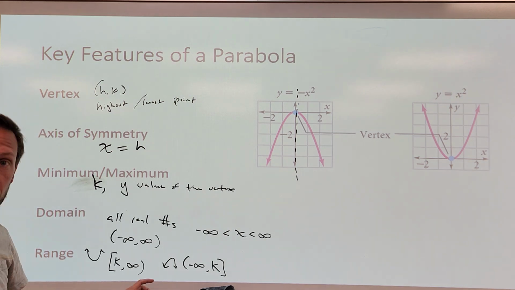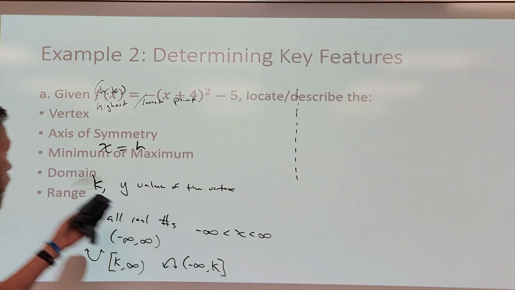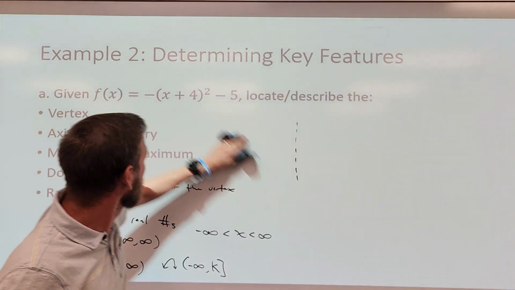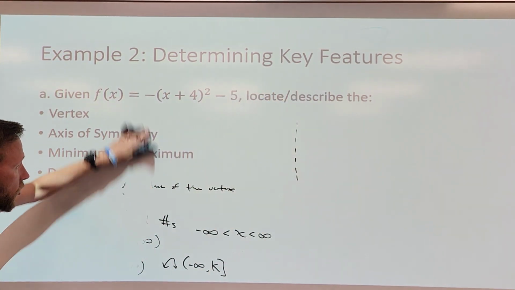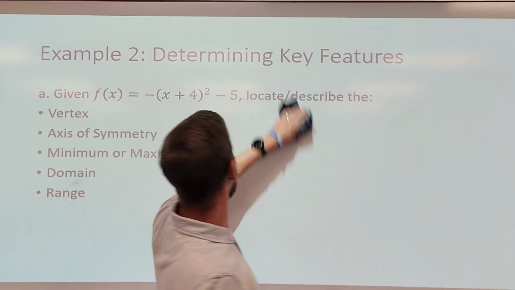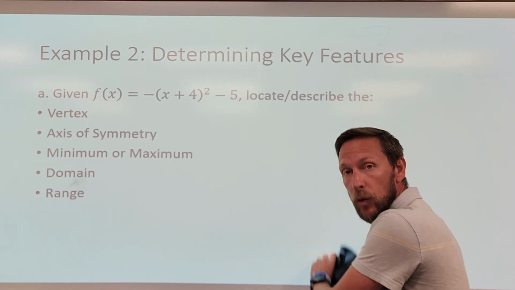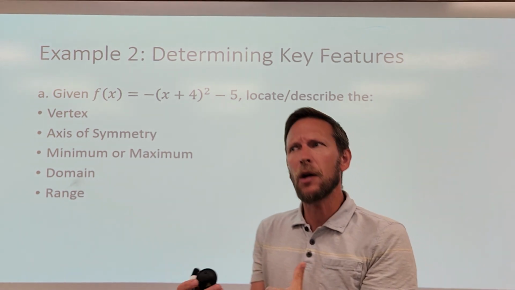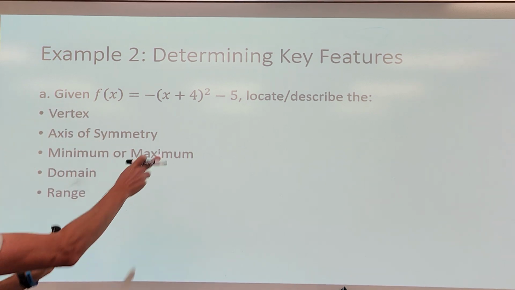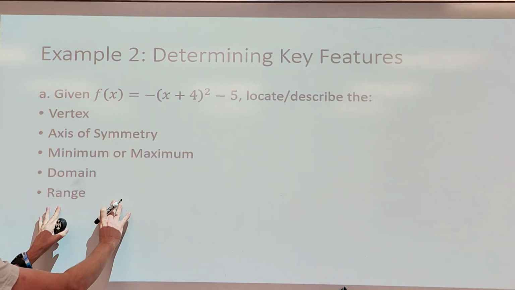Now we're going to analyze some functions and what their graphs should look like. The reason we're doing it this way instead of just typing it in your grapher is that we are trying to predict what it looks like before we graph it. That way when we graph it, we can tell if we messed something up in the grapher. So we're going to locate or describe these things.